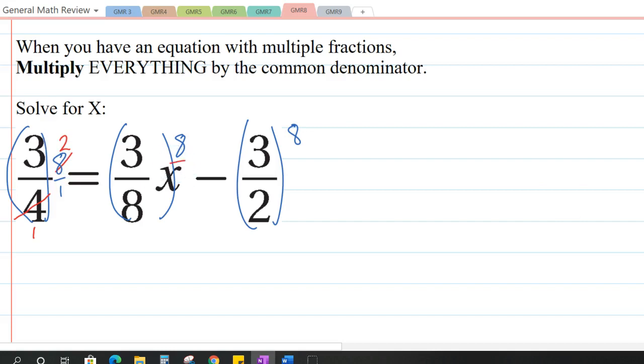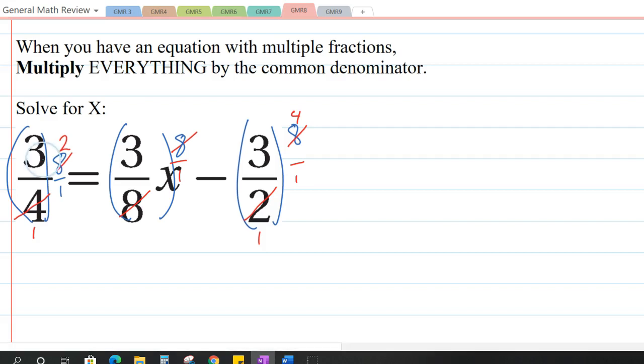Next, I have 8 again over the invisible 1. Before I multiply, 8 divided by 8 both cancel out. In the end, I have 8 over the 1. Before I multiply 3 times 8, I'm going to cancel the 2 to become a 1, and then 8 divided by 2 is 4. When I'm finished canceling, all of the denominators should have canceled out and become a 1. If they didn't, that means you did not multiply by the correct number.